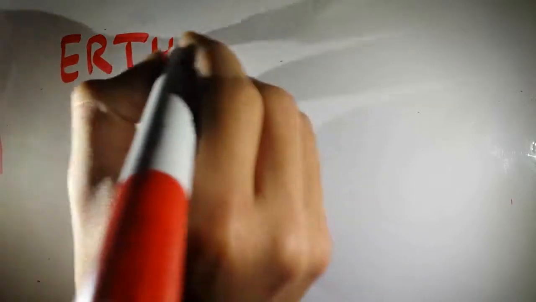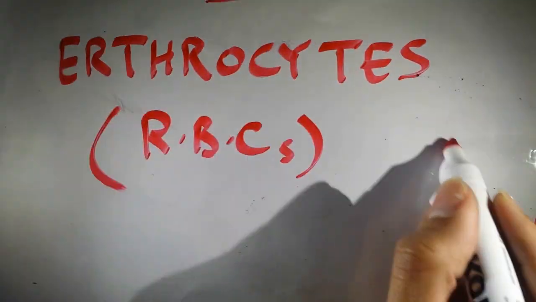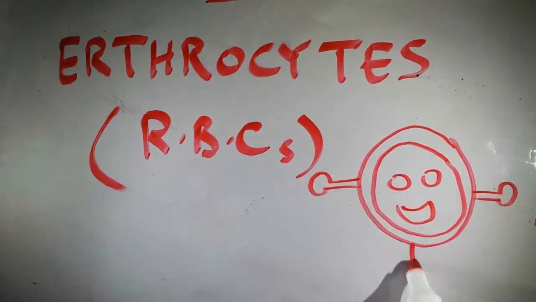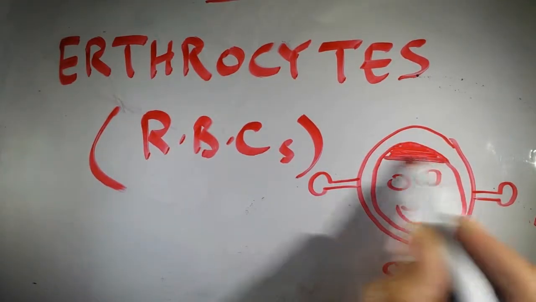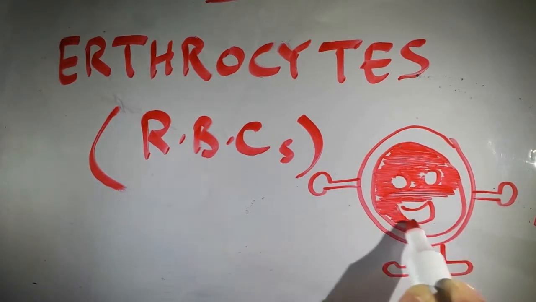Hi everyone. Today we are going to discuss one of the most important components of our blood system, which is the erythrocyte, or in other words, the RBCs. And here we can see a beautiful graph or picture of our blood.